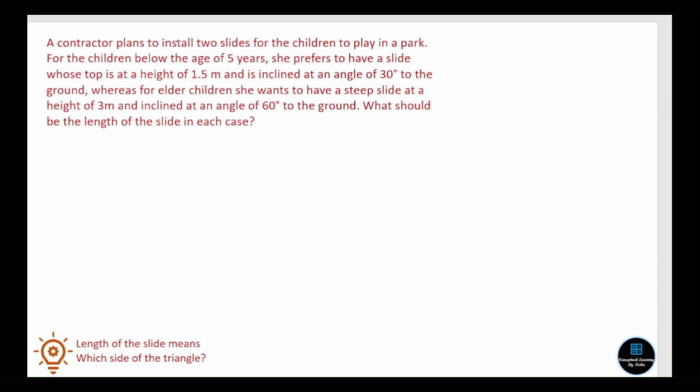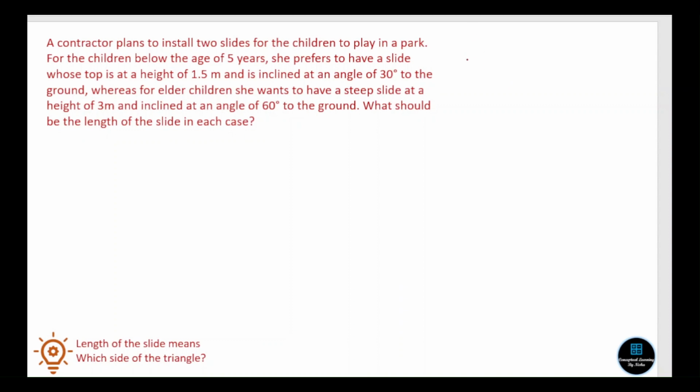A contractor plans to install two slides for children to play in a park. For children below age 5 years, she prefers a slide whose top is at a height of 1.5 meter and inclined at an angle of 30 degree. For elder children, she wants a steep slide with height of 3 meter and inclined at an angle of 60 degree to the ground. What is the length of the slide in each case?